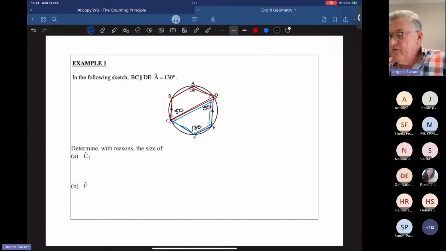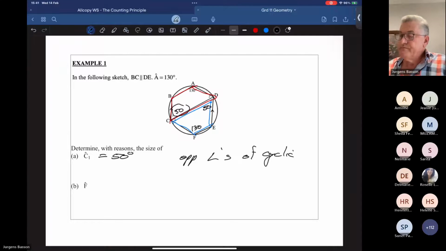So let's now see what they want from us. They want C1. Now C1, we wrote it in there, very straightforward. We say C1 is 50 degrees, opposite angles of a cyclic. And there we've got C1. It was a pretty easy one.